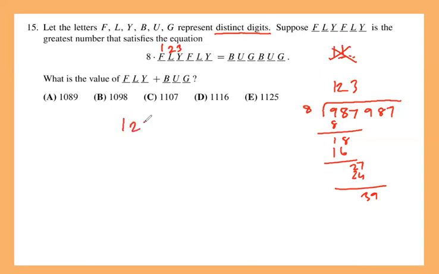So 1, 2, 3, 1, 2, 3. If I multiply this by 8, 8 times 3 is 24, 8 times 2 is 16, plus 2 is 18, and then 8 times 1 is 8, plus 1 is 9. So we get 984, and 984 again. So let's see if this is okay. 9, 8, and 4 are all different digits, and they are different from 1, 2, and 3 as well. Since we are told they are different, this does work.